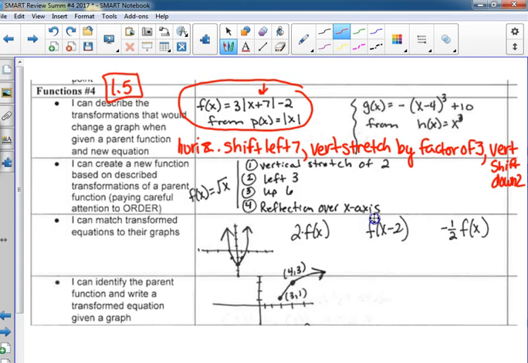All right, what about g of x over there? I don't have a lot of room. What can I do? I'll try to write it up above. For this one, right 4, okay. Horizontal shift right 4.